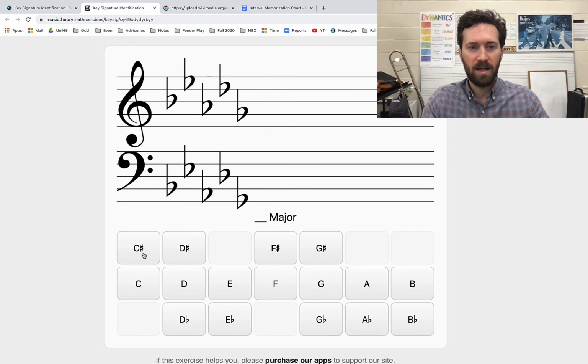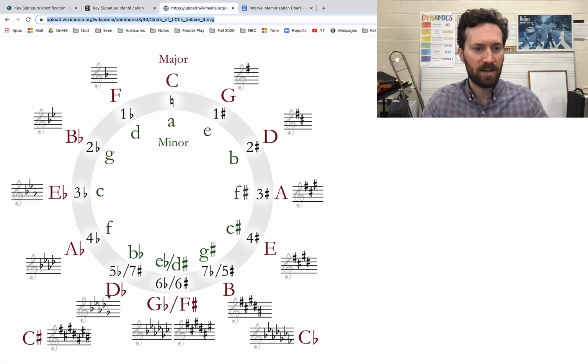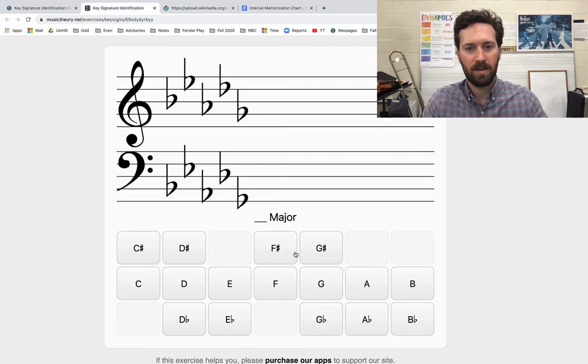Boom. We need to find the major. Count the flats. 1, 2, 3, 4, 5. 5 flats. What key signature has 5 flats? That's the key of D flat major. B flat minor, but we need D flat major here. This is really quite simple.